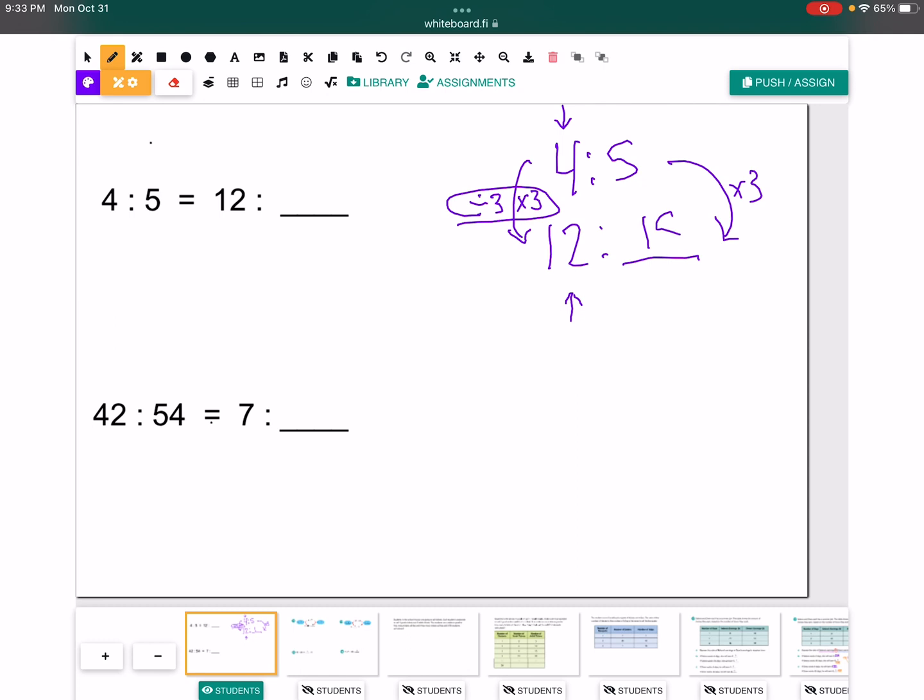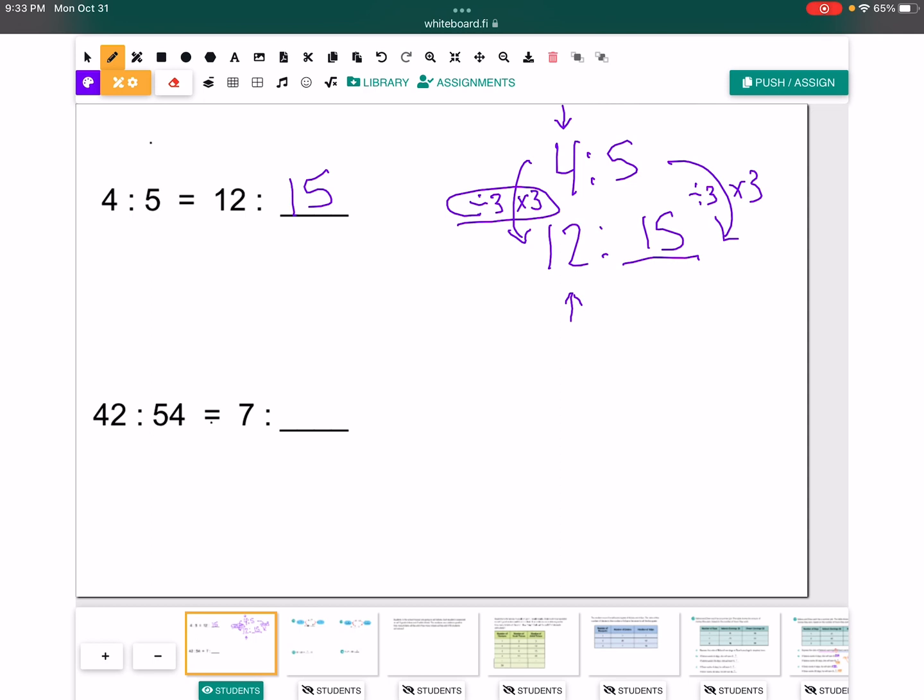All right, so in this case, we're going to multiply the 5 times the 3, and we're going to get 15. And to check it, we'll divide the 15 by 3 in order to see that that in fact is 5. So our ratio then that's equivalent to 4 to 5 is 12 to 15, and we're done.